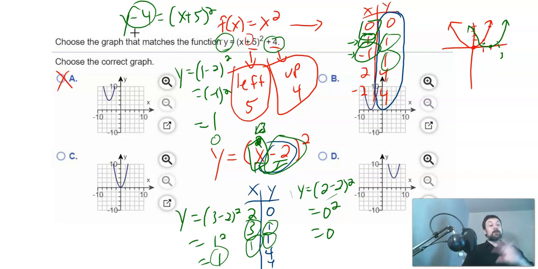But you never see functions written in this way. So this number is always separated from its variable, and that changes its behavior on the signs from what's happening with the horizontal shift. So that's why there's a difference between these two, in case you were wondering.